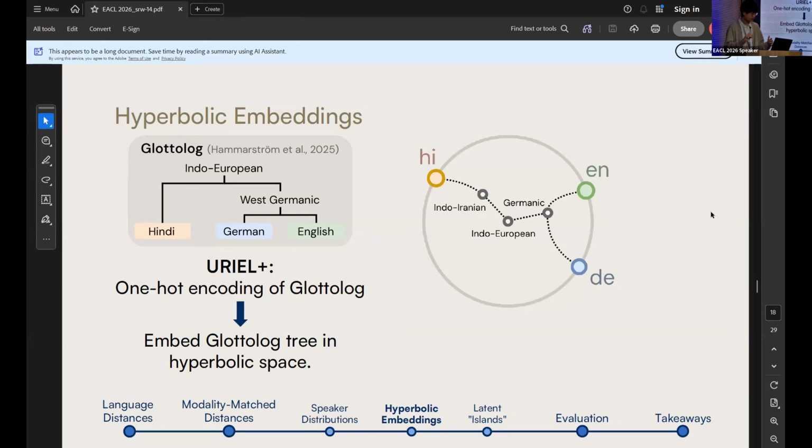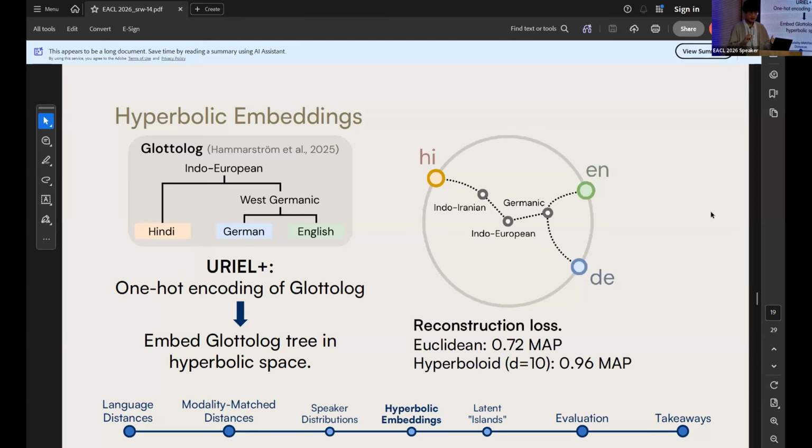And the idea here is that this will give us much more realistic distances in terms of the genetic modality. And we do empirically verify that our new representation preserves hierarchy better by measuring the reconstruction loss for the glottolog tree, where our best model, which is a hyperbolic model with 10 dimensions, substantially outperforms the best Euclidean model in terms of MAP.